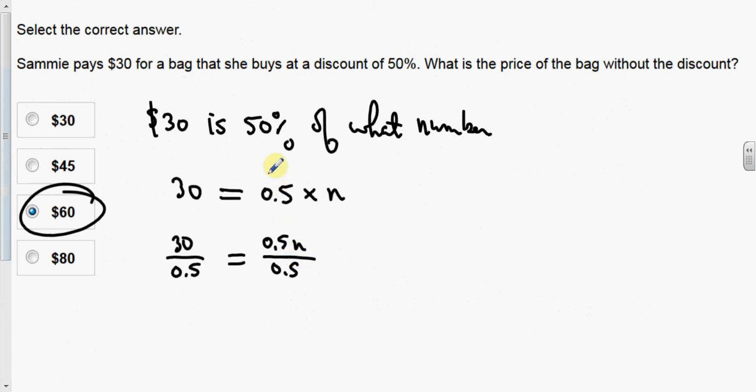0.5 is the same thing as 1/2, if you will. So 30 divided by 0.5 is 60, which is equal to n. Now you don't have to do all that. If you look at the problem, if you understand it, you can just answer it like I did and be done with it without even showing your work, and I'm fine with that.